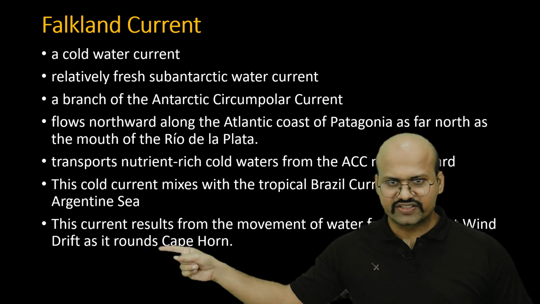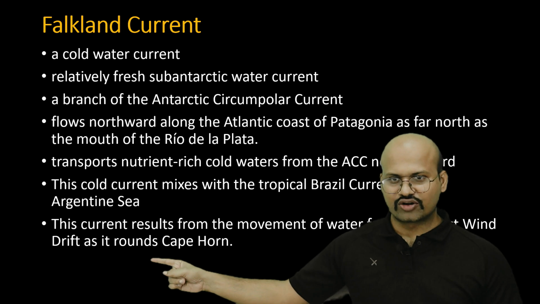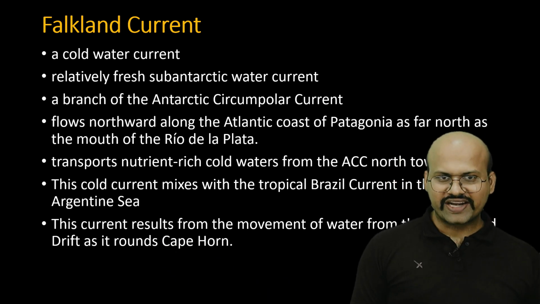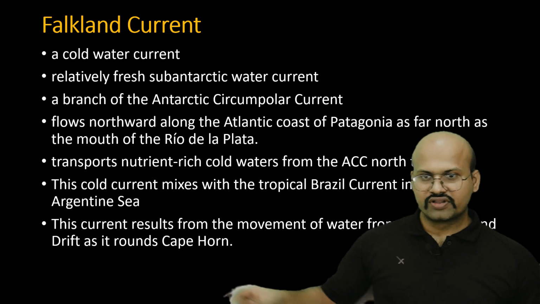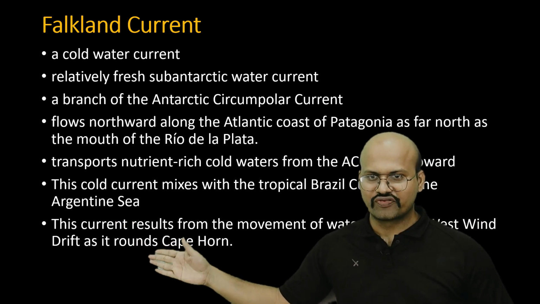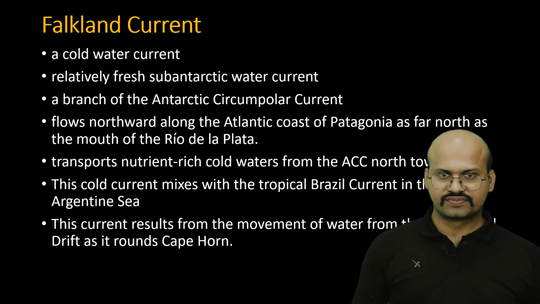The current results from the movement of water from the west wind drift as it rounds the Cape of Horn. So we see that the Falkland current divides from the circumpolar current because of the edges which are created by this Cape Horn. Here is Cape Horn, and because of the effect of this Cape Horn, we see that a branch of this circumpolar current moves northward.